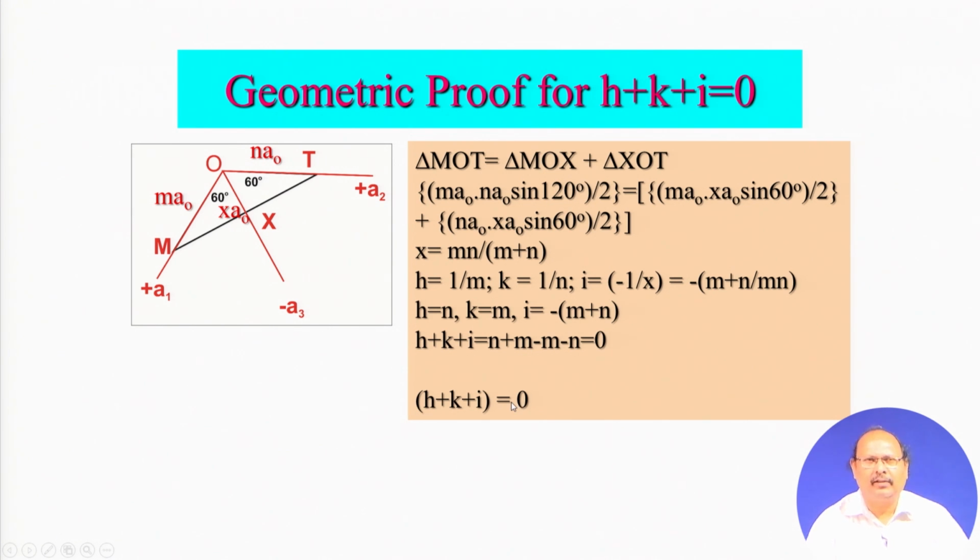So, with this very simple geometrical proof, in case of Bravais-Miller indices, the 3 integers corresponding to the 3 horizontal axes A1, A2 and A3 always have to add up to 0. If there is a non-zero value, immediately you know there must be some problems in the calculations.